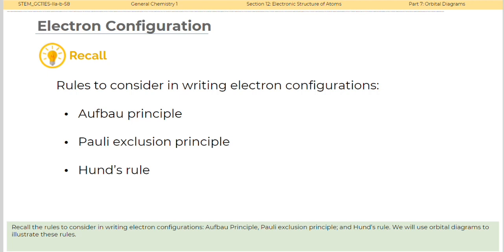Recall the rules to consider in writing electron configurations. First, Aufbau principle. Second, Pauli exclusion principle. And third, Hund's rule. We will use orbital diagrams to illustrate these rules.